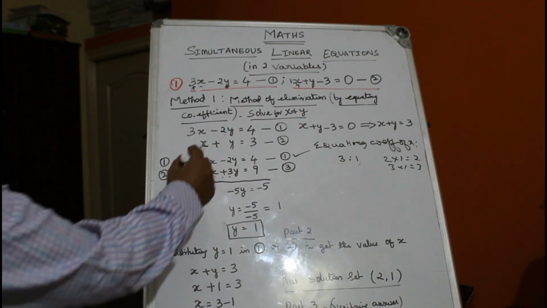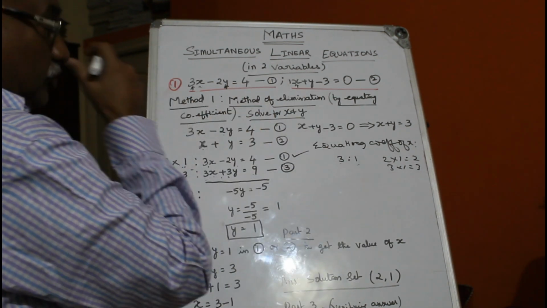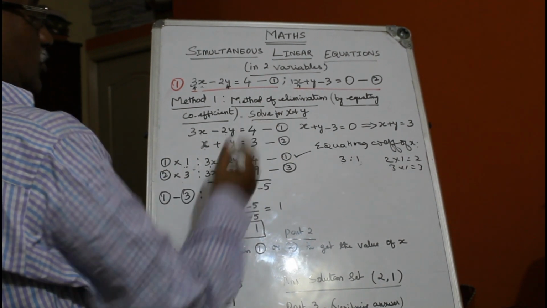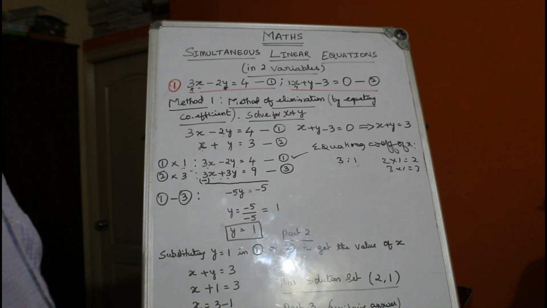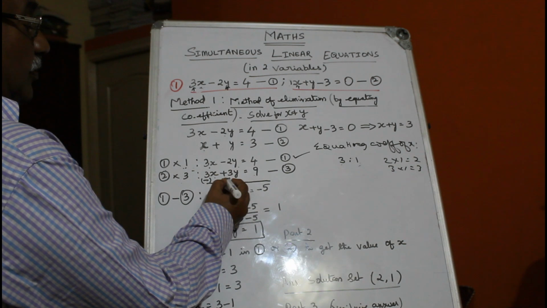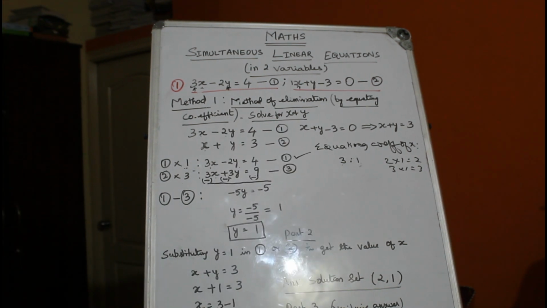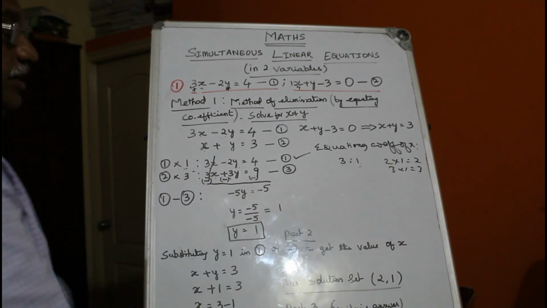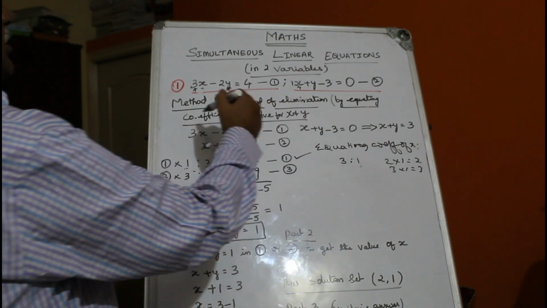So now x has become the same. If you want, you can make y the same, but here we went for x. Now we have to eliminate this x. Eliminate means you have to subtract if the signs are the same, and add if the signs are different. When you subtract, all signs will change. Plus 3x and minus 3x get cancelled. X gets eliminated. That's why it's called the elimination method.